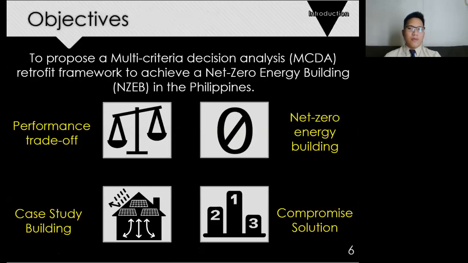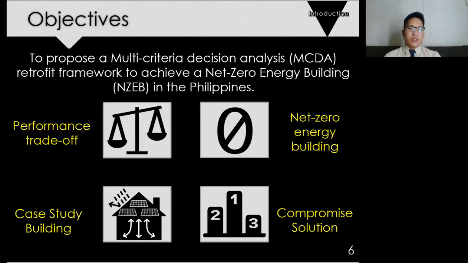In response to this problem, this work proposes energy retrofit strategies, or ERS, to make buildings more sustainable. ERS should consider a balance between the triple bottom line of environment, economy, and social. However, it is impossible to achieve this balance due to the trade-offs of conflicting and incommensurable criteria. Thus, in this work, a multi-criteria decision analysis, or MCDA, retrofit framework to achieve a net zero energy building in the Philippines was proposed. In line with this, the study aims to achieve the following specific goals.